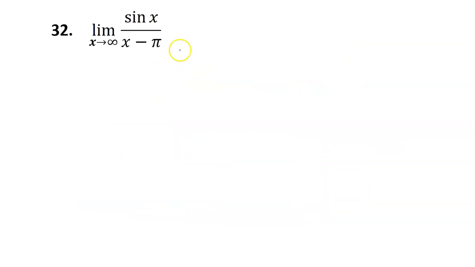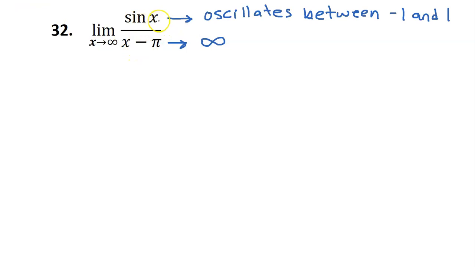Number 32, before we can use L'Hopital's rule, we have to show that the numerator and the denominator will both be approaching infinity. We can see that the denominator will approach infinity as x approaches infinity. However, as x approaches infinity, sine x simply oscillates between -1 and +1. So we do not have infinity over infinity. We will not use L'Hopital's rule. We don't need L'Hopital's rule.